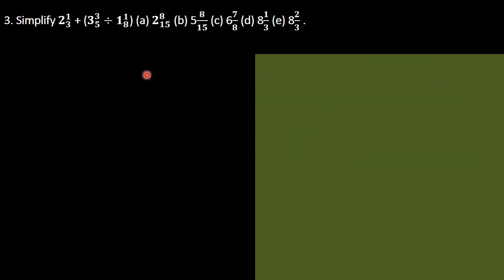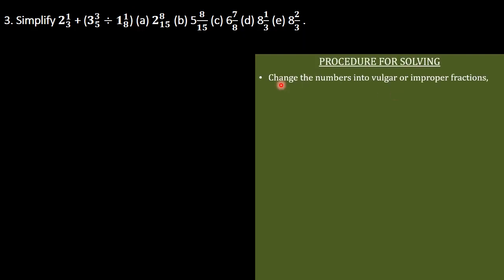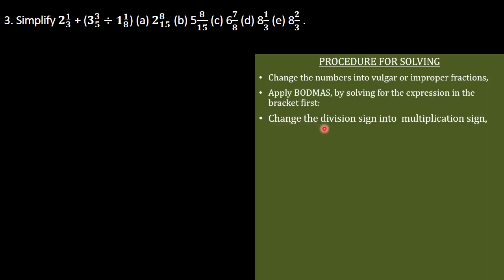Question 3. Simplify 2 whole number 1 over 3 plus, open the bracket, 3 whole number 3 over 5 divided by 1 whole number 1 over 8, close the bracket. Let's check the procedure. The first step here is to change the numbers into improper fractions. Then apply BODMAS by solving for the expression in the bracket first. Then change the division sign into multiplication sign.